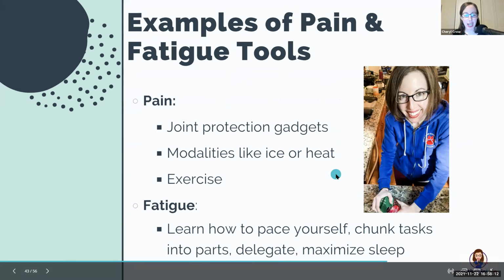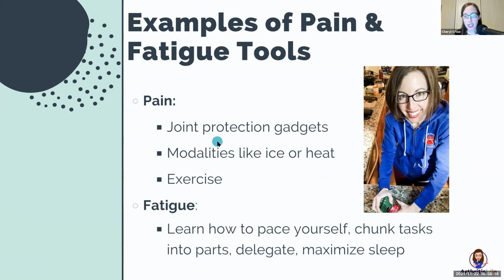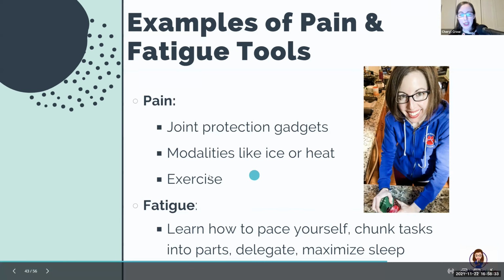So, okay, I'm sorry, I'm going over a little bit. Those last slides I'm going to go through quickly, but protecting your joints with little gadgets. I mentioned earlier the hair dryer stand. I also have adaptive scissors like this that protect your thumb. I have a whole page on this on my website, which I'll put in the chat or in the email tomorrow with the recording. You can use ice or heat to help with pain relief.